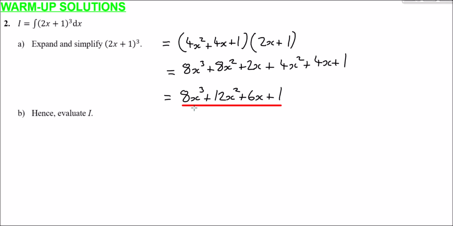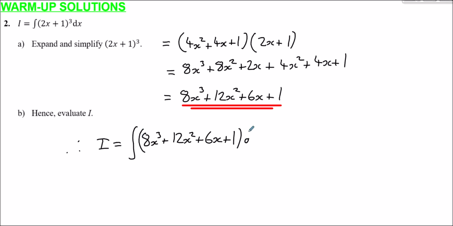Now I need to evaluate that I, actually integrate this. Now I've got it all in polynomial form. So therefore I can say now I is the same as the integral of 8x cubed plus 12x squared plus 6x plus 1, all with respect to x. So all I've done here is essentially just rewritten (2x + 1) cubed in expanded, easier Year 12 looking form like this. Although I'm hoping you're thinking this was a bit of time to do that. That took us a couple of minutes to get it into this form. I wonder if there's an easier way I might show you later.